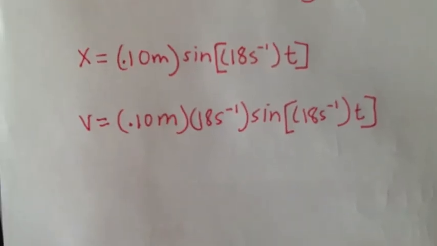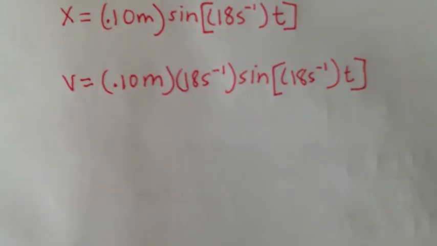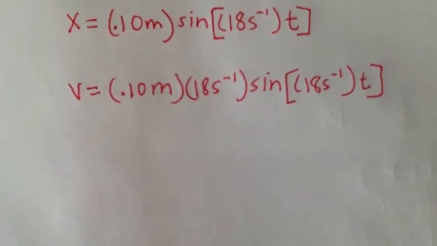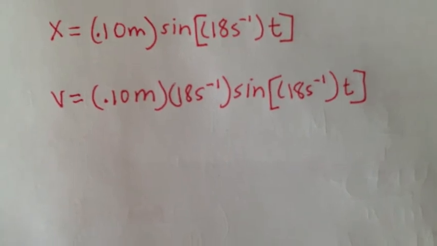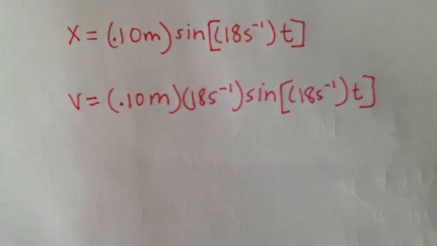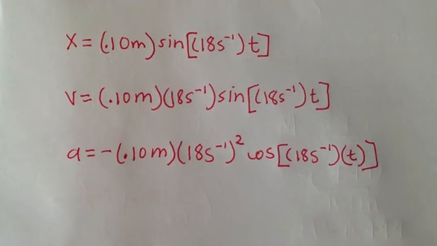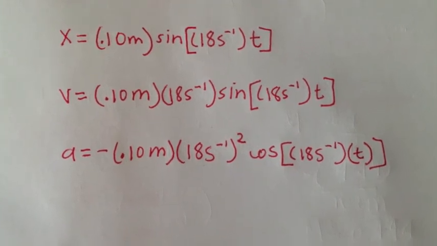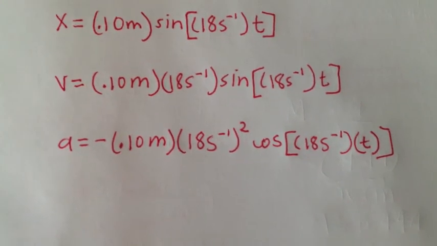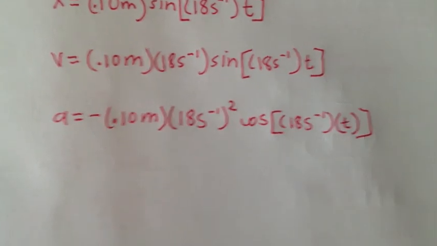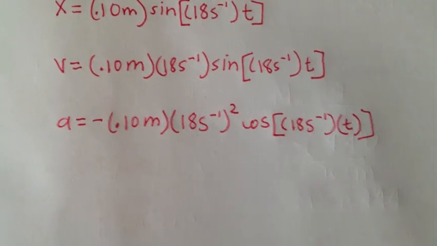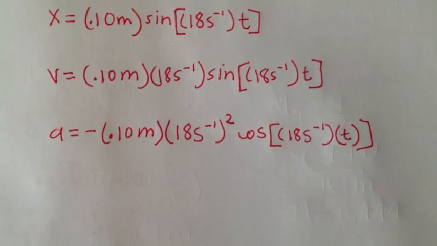My second equation for velocity is 0.10 meters times 18 s^-1 times sin(18 s^-1 times t). And my last equation is a equals negative 0.10 meters times (18 s^-1) squared times cos(18 s^-1 times t).